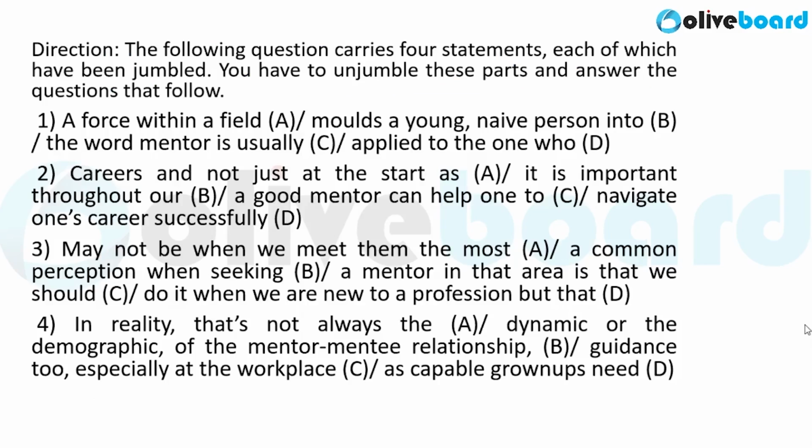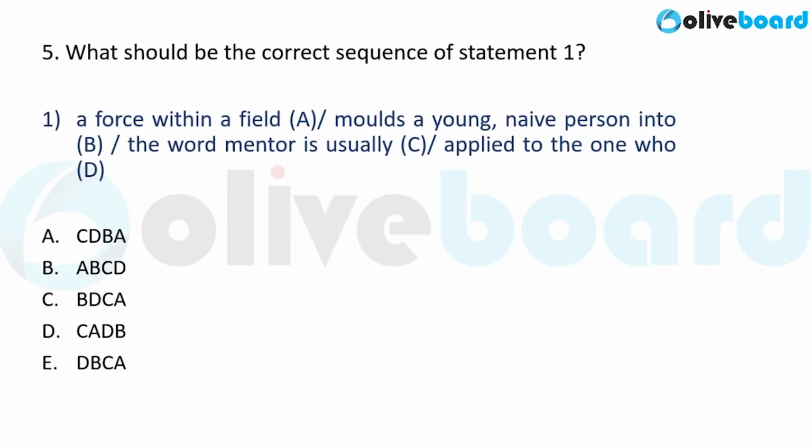In case of this question, you are given 4 sentences and these 4 sentences are jumbled. So option 1 here says that A, B, C and D are 4 parts of a single sentence that have been jumbled. So you have to go through each of these sentences and then you have to answer the questions individually. So you can pause the video here and go through the sentences. Now that you have gone through the sentences, let us move on to the questions. So the first question here says, what should be the correct sequence of statement 1?